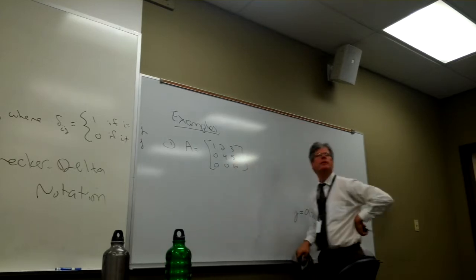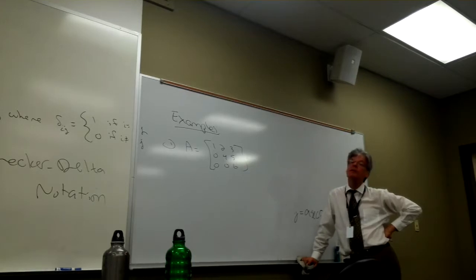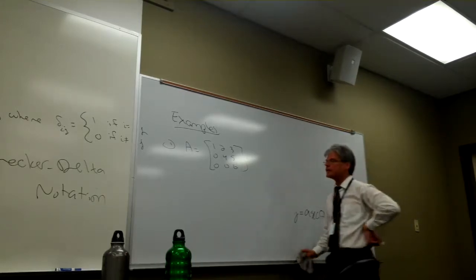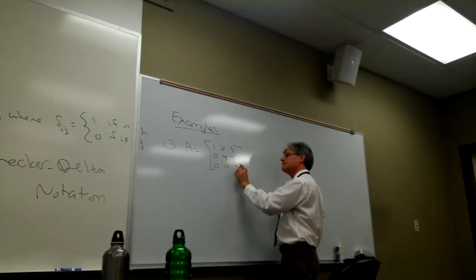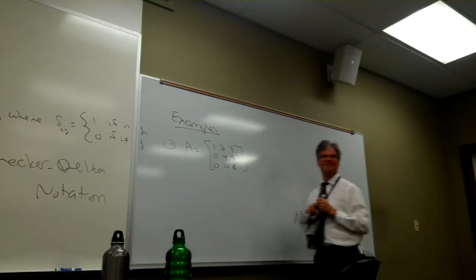Anything interesting about it? Square. Yeah, it's a square matrix. Anything else interesting about it? Is that a 6 at the bottom? Yeah, it is a 6, not a 0. And is it upper triangular?